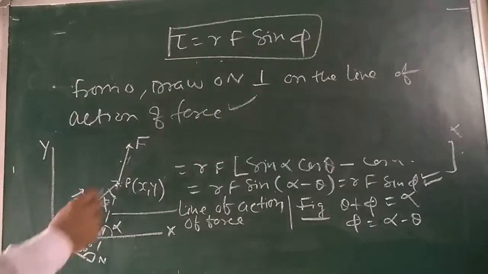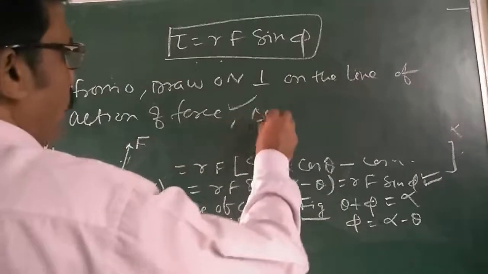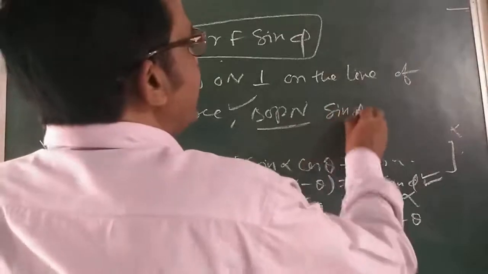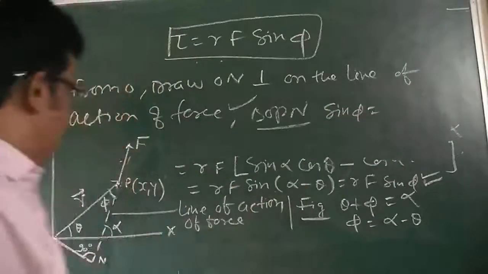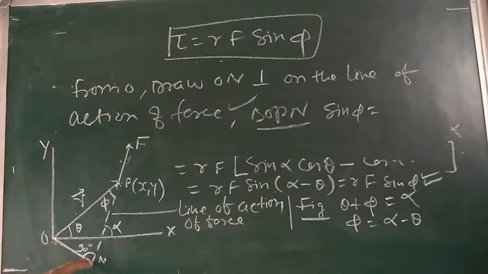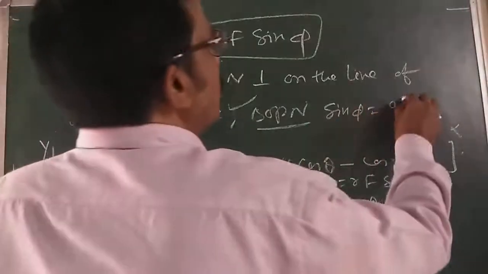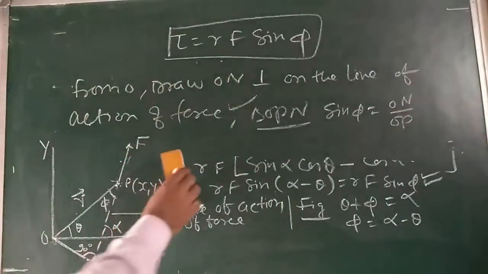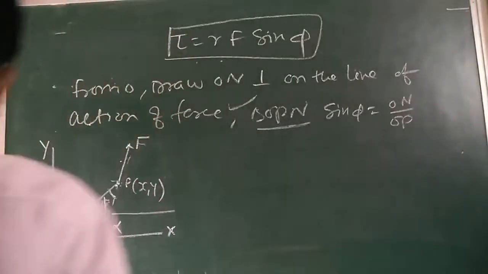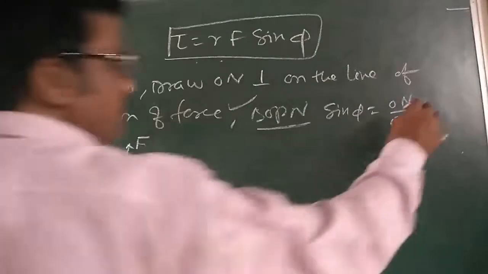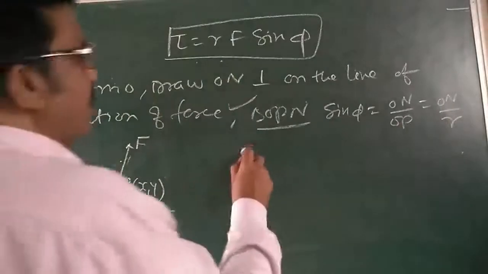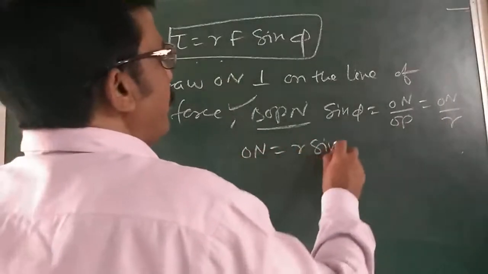In triangle OPN, you can write what is sin phi. What is sin phi? Perpendicular upon hypotenuse. So here the perpendicular is ON and the hypotenuse is OP. ON divided by OP. So I can write, children, with this equation, ON is equal to... What is OP? OP is equal to R. So I can write ON is equal to R sin phi.